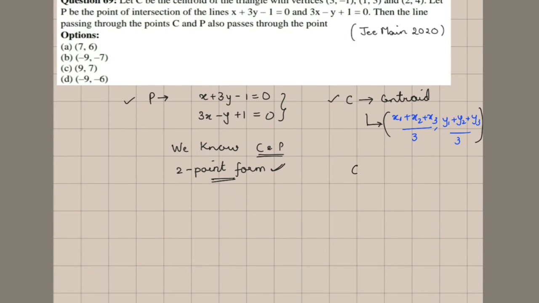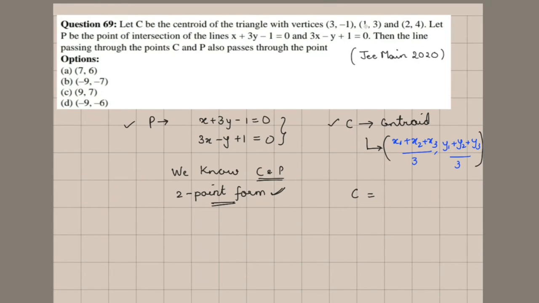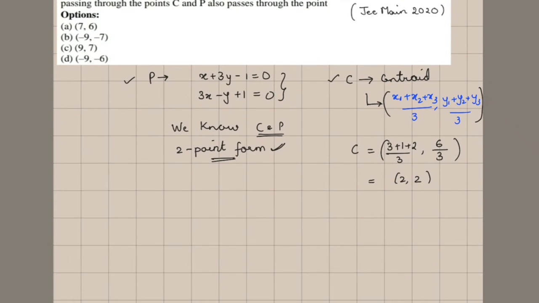So C equals, what is x1? 3, x2 is 1, x3 is 2. So (3 + 1 + 2)/3, comma, y1 is -1, y2 is 3, y3 is 4. 4 plus 3 is 7, 7 minus 1 is 6. 6 by 3, which equals 2, so C is (2, 2). So now we got the point C, and now we need to solve these two equations to find the point P.